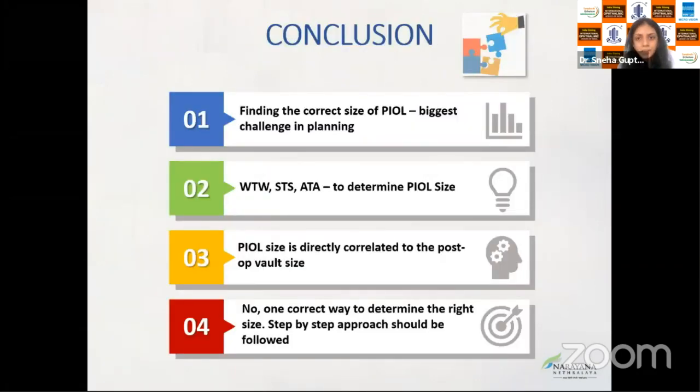So finding the correct size of phakic IOL is the biggest challenge. We can use either white to white, scleral to scleral, or angle to angle. Phakic IOL's size is directly correlated to the post-operative vault size, and no one correct way to determine the right size is available. It is a step-by-step approach.